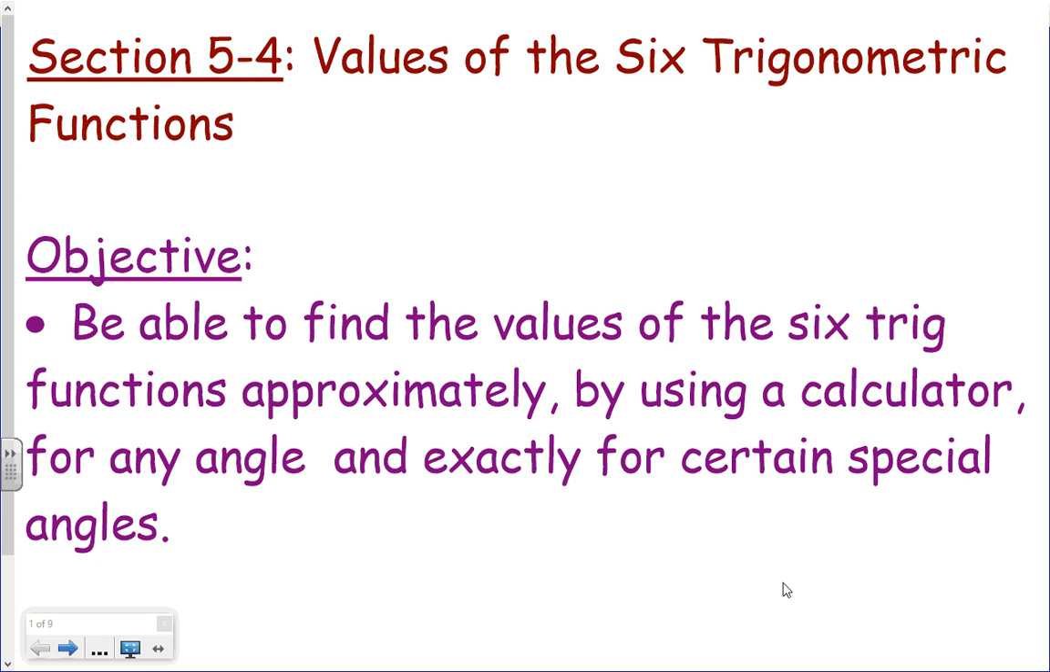You've only been introduced to 3 of them in your previous courses, though. So we're going to learn the other 3 on top of the 3 that you already know here. The objective then is to be able to find the values of the 6 trig functions approximately by using a calculator for any angle and exactly for certain special angles. We'll deal with the special angles here in the second half of this section.